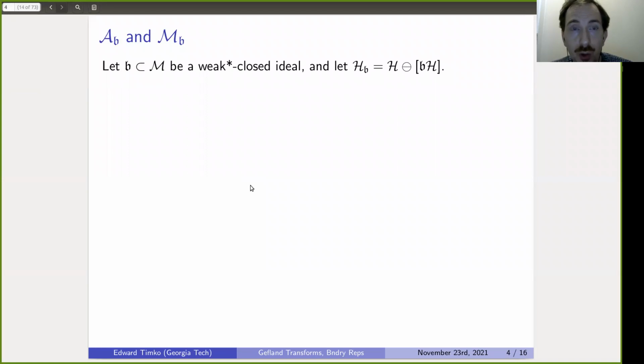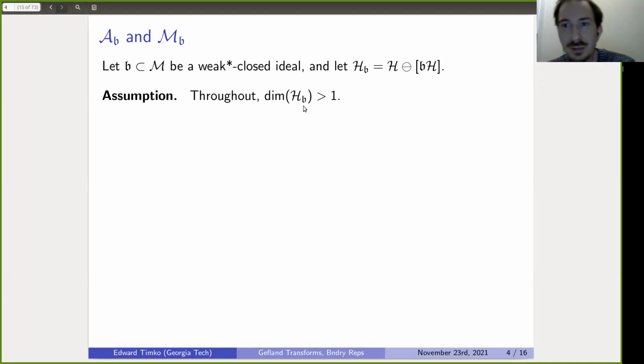So first, I'm going to go over what these algebras are, A_B and M_B. As I said, B is going to be a weak star closed ideal in the multiplier algebra of the Drury-Arveson space. And H_B is just going to be the orthogonal complement of the range of the ideal B, so co-invariant for the multiplier algebra. And one assumption that I'm going to make throughout the talk is that the dimension of this space H_B is strictly greater than 1. This is a non-triviality condition, and it simplifies a lot of statements that you would otherwise have to have special conditions for, unless the space is dimension 1.